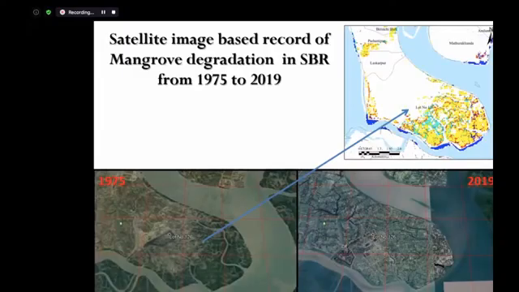1975 and 2019. So what is the scenario of this degradation, of this change? You can easily see from the satellite image that it is mostly converted to agricultural land. That is a huge cause of concern.